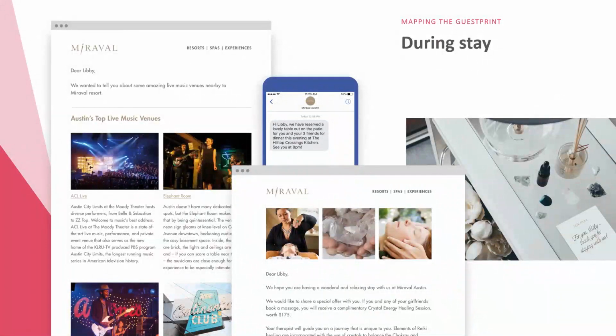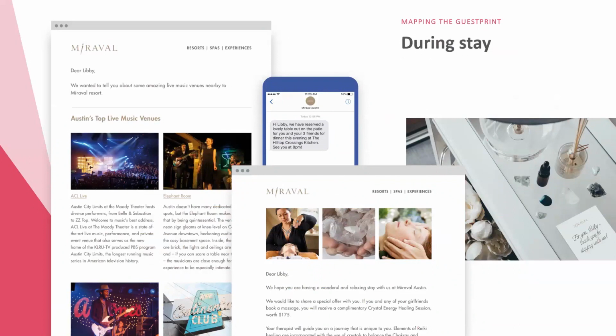And here's an example of during the stay how you might be able to personalize Libby's experience. So during the stay here, we know that Libby has been searching for a girlfriend getaway to Austin. We know that she likes live music. So as a hotel, let's send her Austin's top live music venues versus amusement parks if she hasn't expressed that as something that she's interested in.